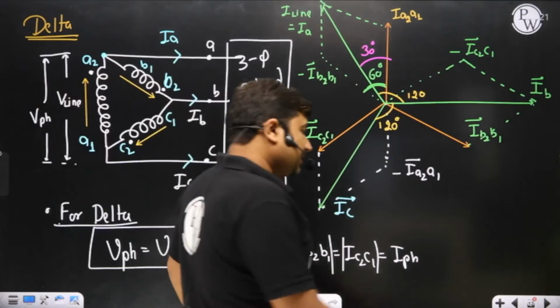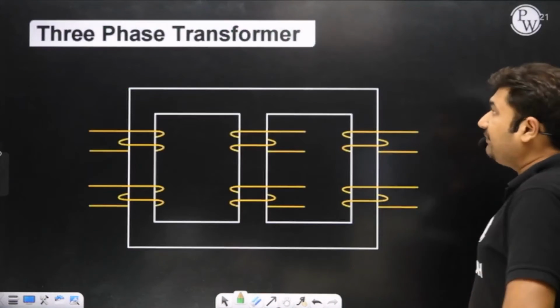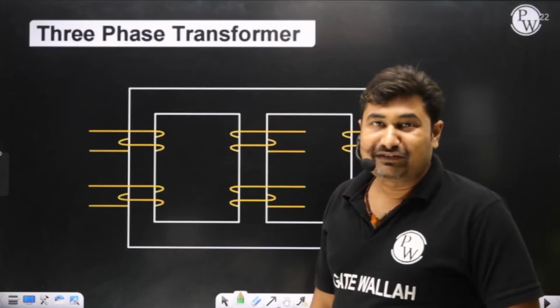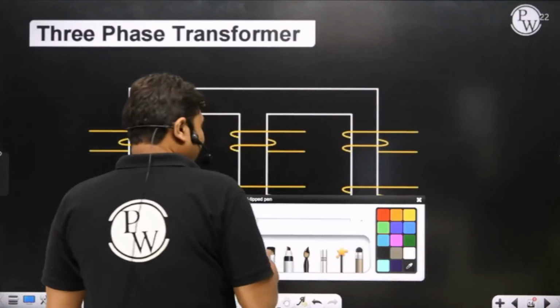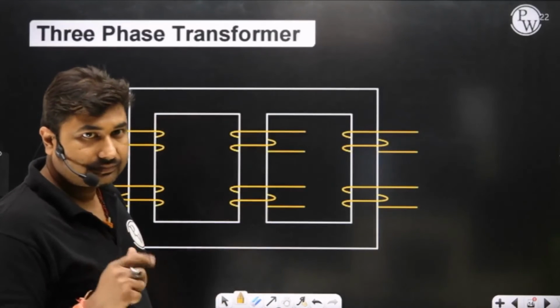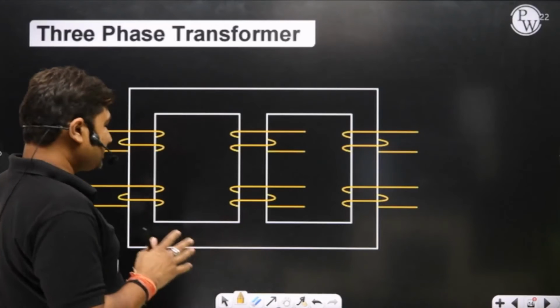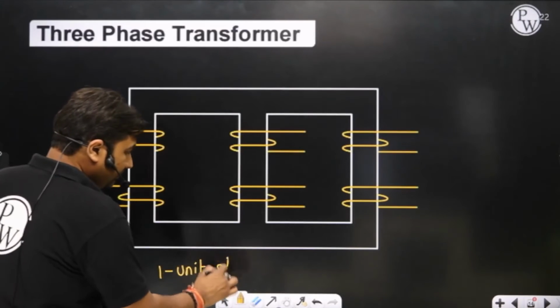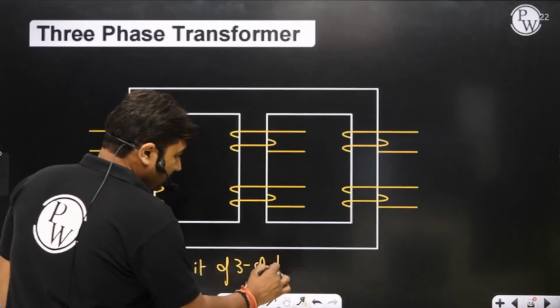Let's have a discussion on three phase transformer connections, also called vector groups of a three phase transformer. We can connect a three phase transformer in two different ways. The first one is a single unit of three phase transformer.